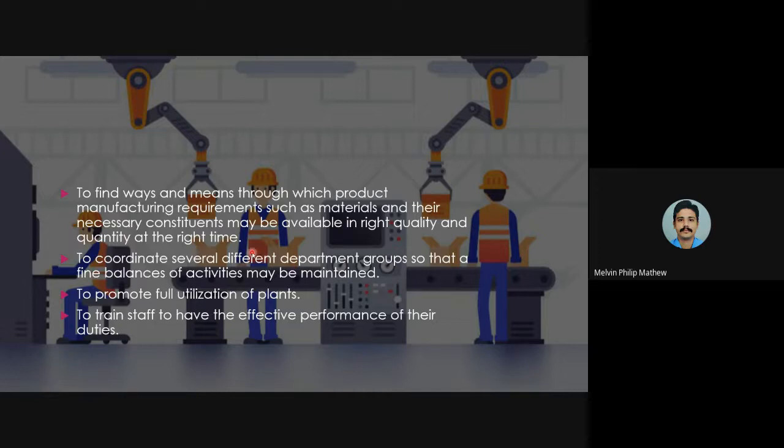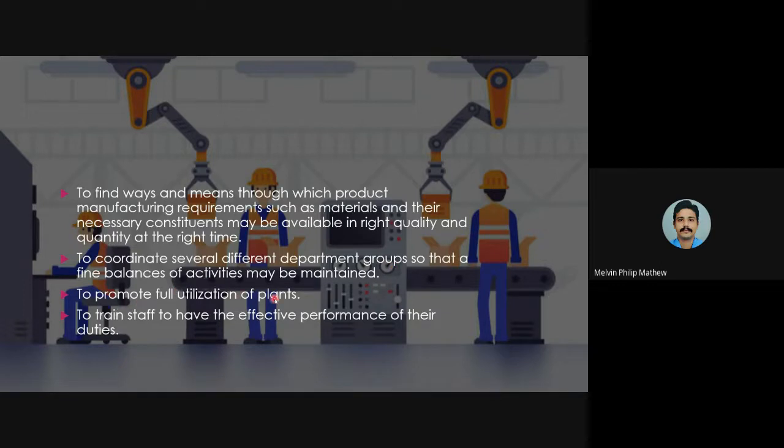Okay, and if we are moving from one department to another, there is sufficient lag, and to reduce this lag we are planning the production process ahead. Various activities that have to be done will be planned ahead so as to reduce the time or the lag that is created between each department. So we are coordinating the different department groups for the balance of activities.